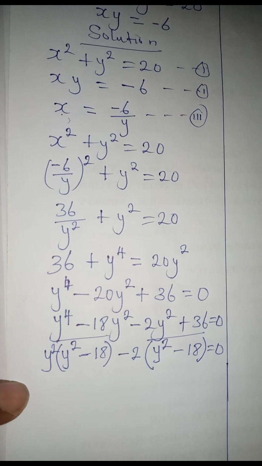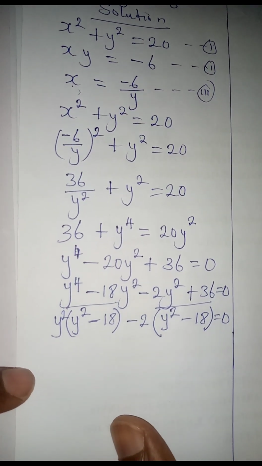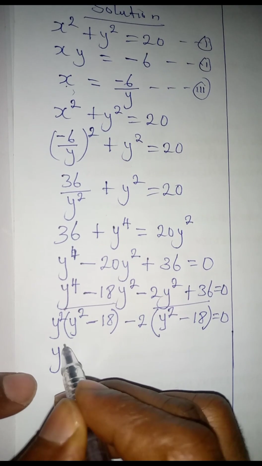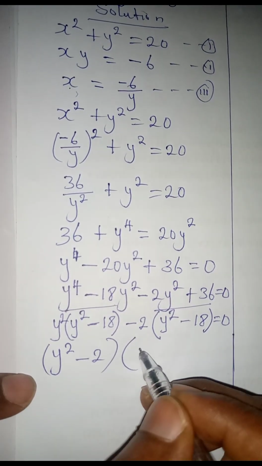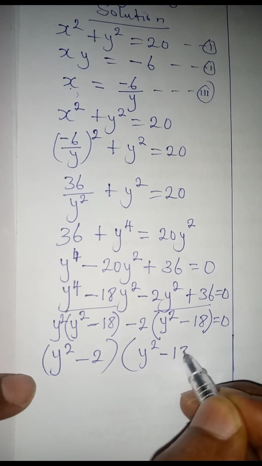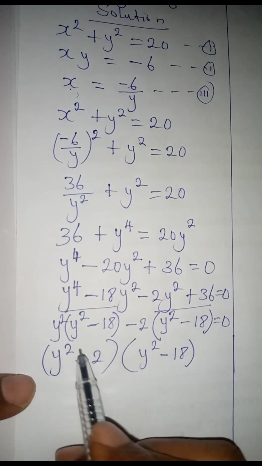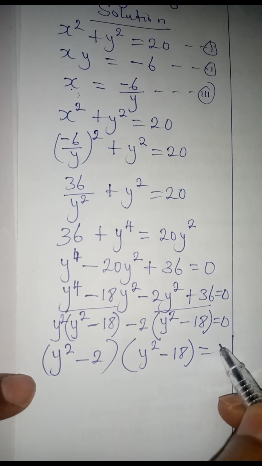So what do I do from here? The terms outside the bracket, I'll bring them together so that I'll have y squared minus 2 in this bracket. And then in the other bracket, I will have y squared minus 18. Because we have the same thing, I'll factor out y squared minus 18. And then this is equal to 0.